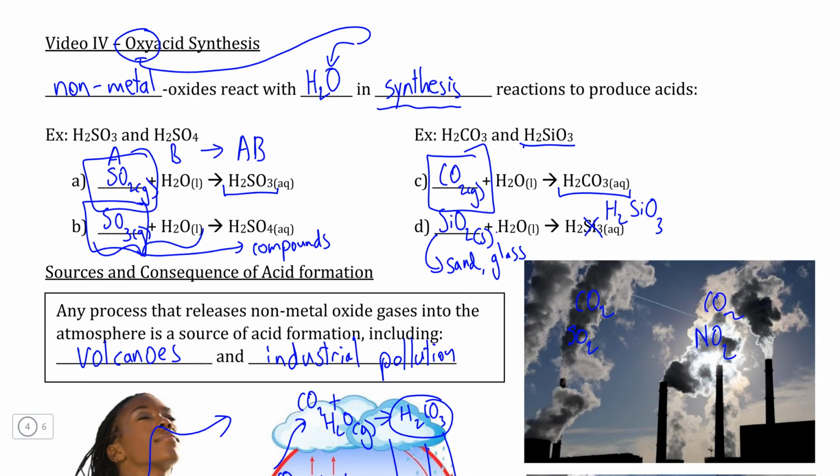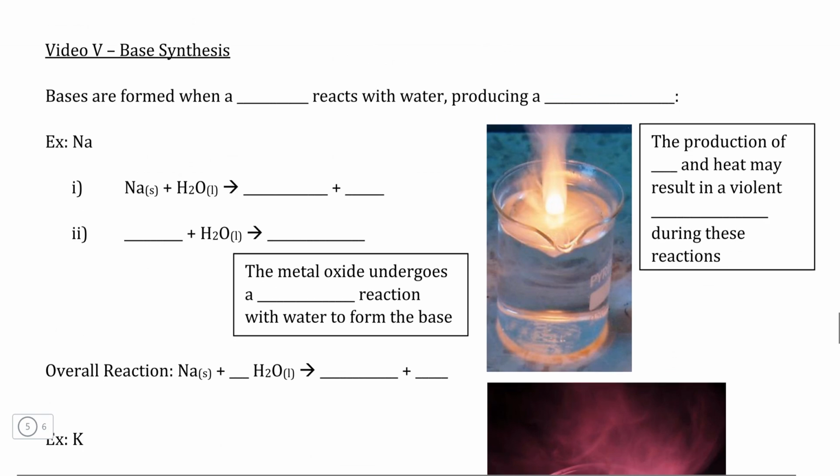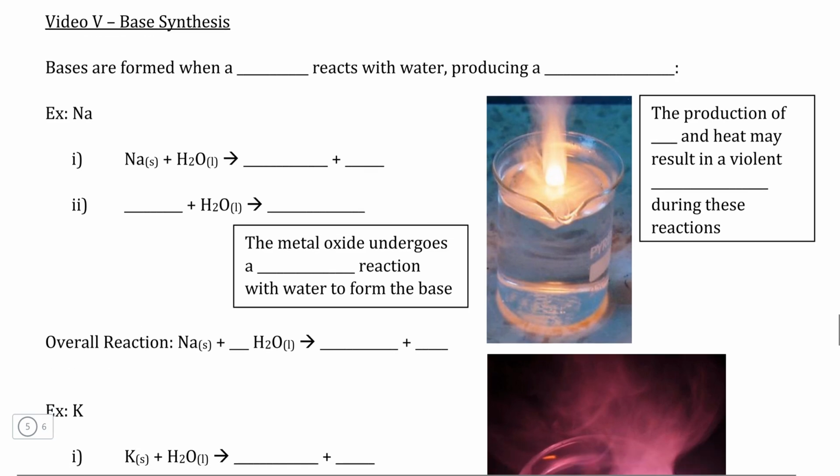In our final video, now that we've finished looking at where acids come from, our final video in this series is going to look at the synthesis reactions that produce the bases that exist in nature, so that we have a complete picture about where most acids and bases originate from.